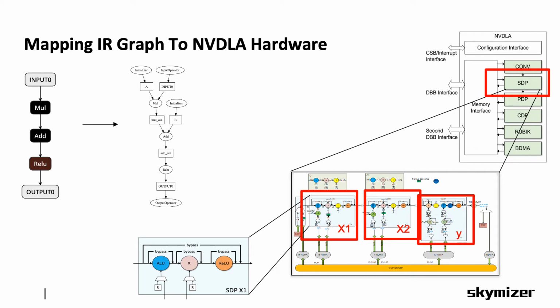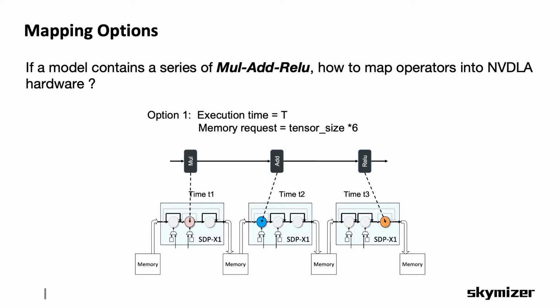For this example, we can map the whole graph into the SDP block for execution. However, there are multiple mapping options. For example, if we map one operator at a time, we need 3 SDP operations to complete the inference. For this option, we need to move a tensor in and out of memory 6 times in total. It is simple and straightforward, but not efficient.